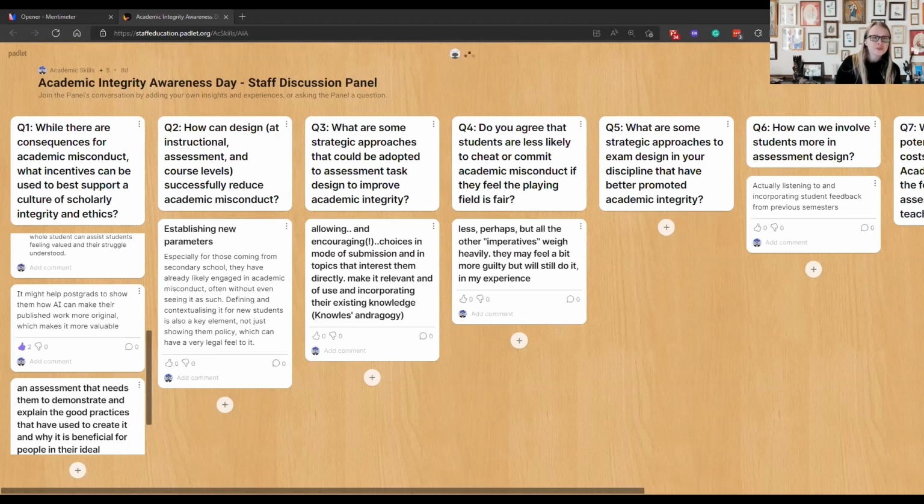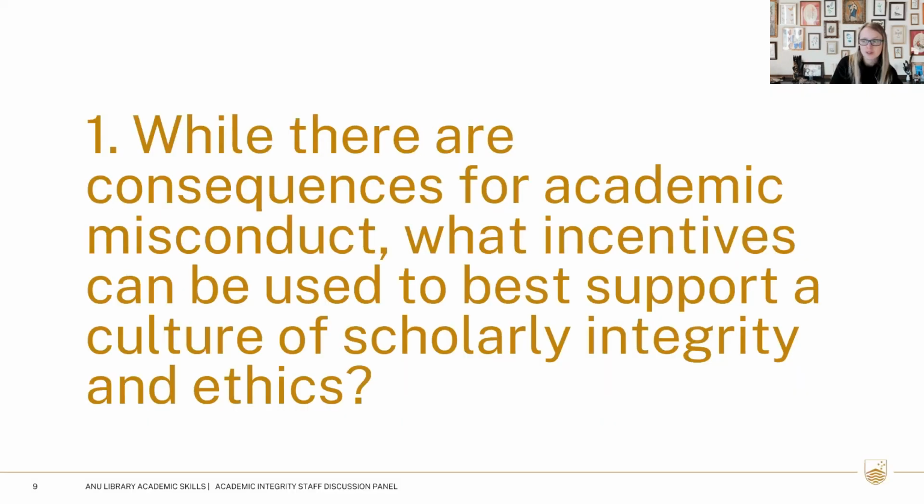So I don't know if that's really an incentive, but looking at their career and their professional identity is also an incentive. What kind of person do you want to be? Do you want to be a professional with a reputation? Sorry, still recovering from COVID, so my vocabulary is not fantastic. So, lots of activity in the Padlet on this one.